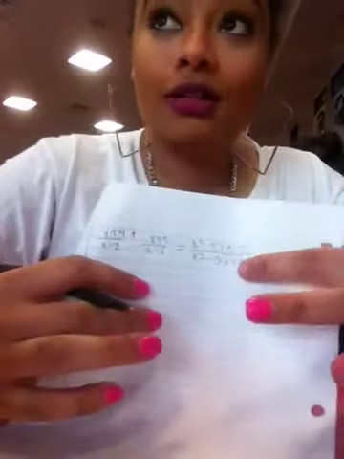Today is an adding rational problem, and our equation is going to be (x + 4) over (x - 2) plus (x + 5) over (x - 1). That's going to equal (x squared + 7x - 2) over (x squared - 3x + 2). And what we're going to do is factor the bottom.